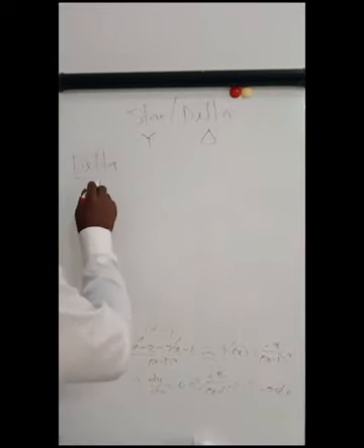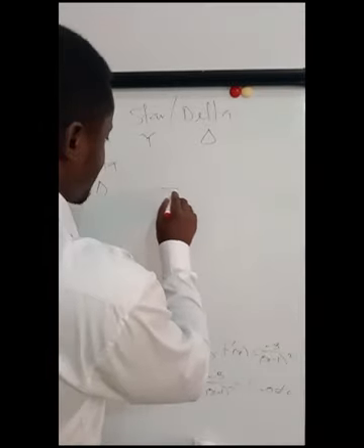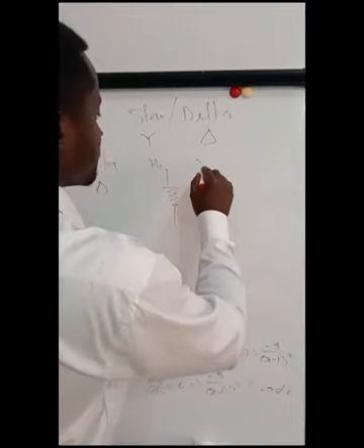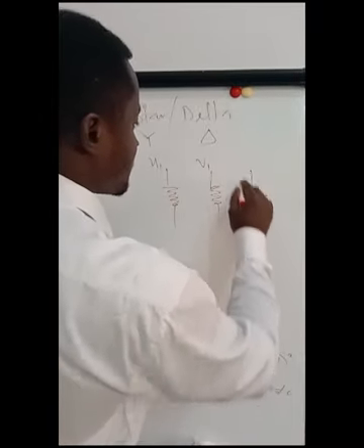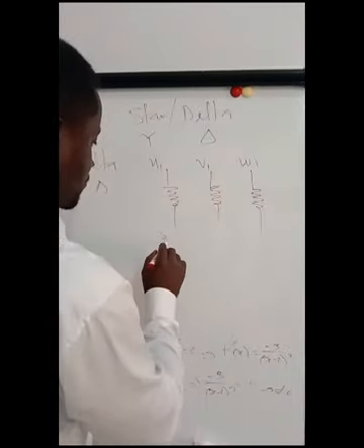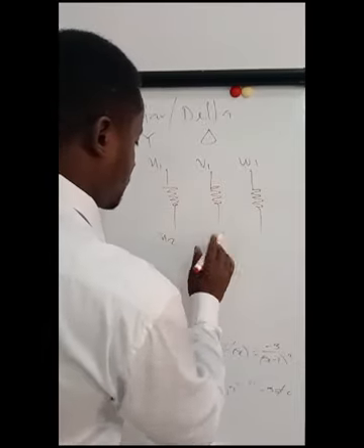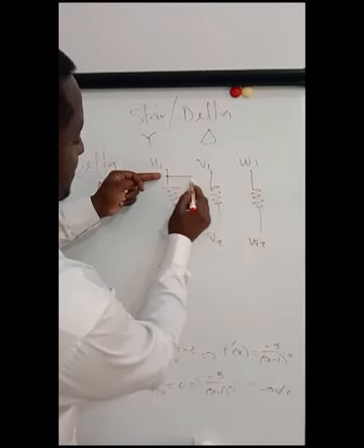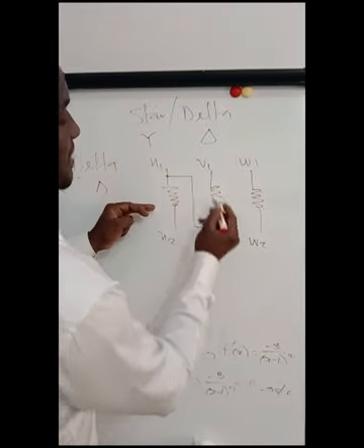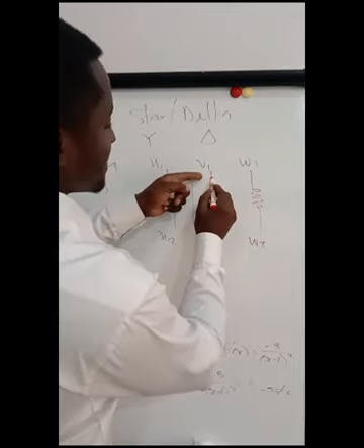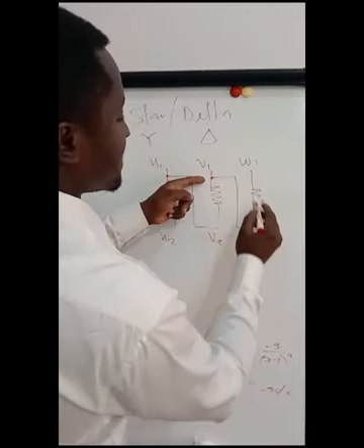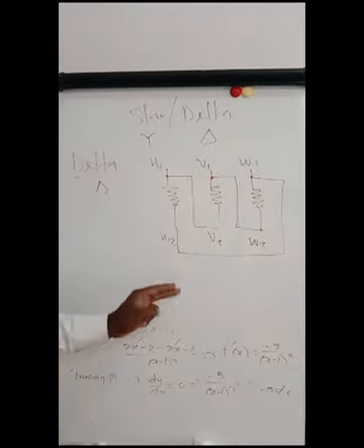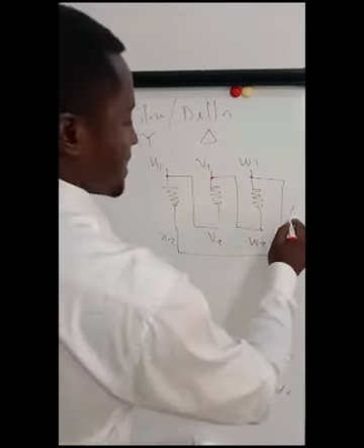In delta, we have our winding as such: this is U1, V1, and W1, and this is U2, V2, and W2. The start of each winding is connected to the end of the next winding. The start of this winding, which is V1, is connected to the end of the next winding. And the start of this winding is connected to the end of this winding. So we find it as such. This is the delta connection.